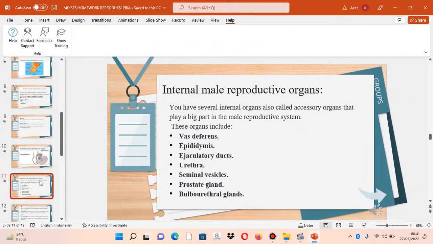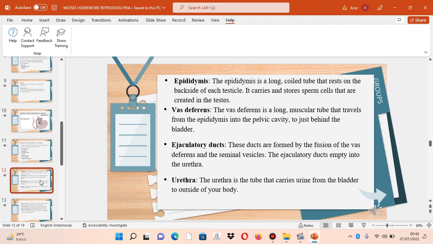Internal reproductive organs. You have several internal organs, also called the accessory organs, that play a big part in the male reproductive system. These organs include the vas deferens, epididymis, ejaculatory ducts, urethra, seminal vesicles, prostate gland, and bulbourethral glands. Epididymis: the epididymis is a long, coiled tube that rests on the backside of each testicle. It carries and stores sperm cells that are created in the testes.